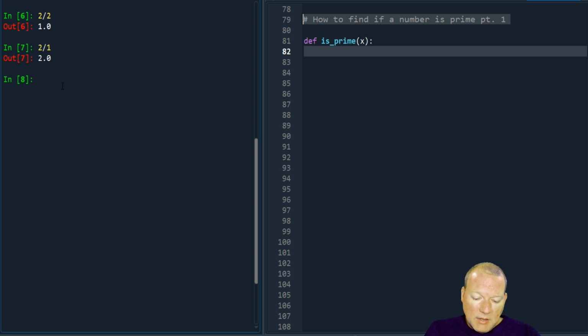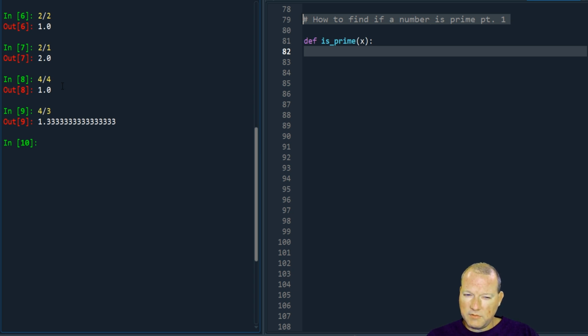It has to be a number that is evenly divided. So here's a perfect example. Why isn't 4 a prime number? Okay, it's divisible by 4. It's not evenly divisible by... wait a second. Okay, this is what we need to think about.